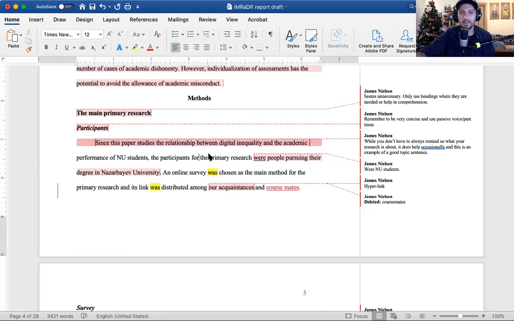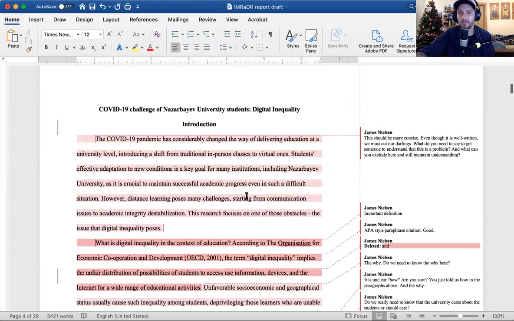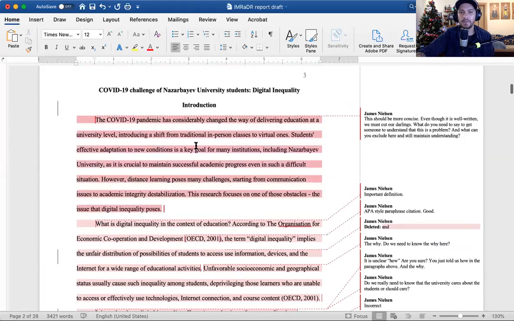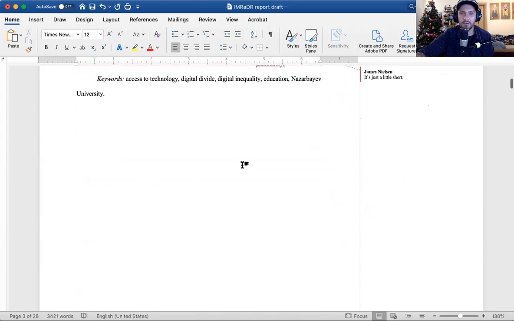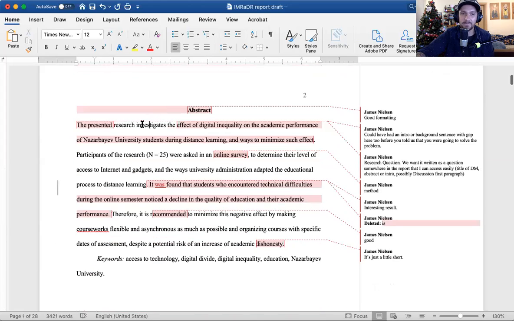And as I was reading through this, I got the sense that they cared more about their research question, which their research question was, let me show you guys. From what I understand, their research question is looking at the effect of digital inequality on the academic performance of Nazarbayev University students during distance learning in fall 2020.